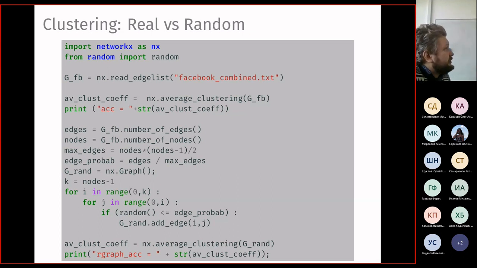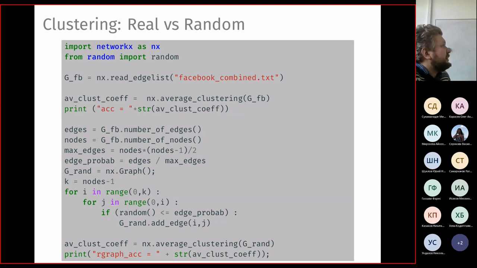So you take this real data, in a sense, from this Facebook combined text file. You calculate the average clustering coefficient. You print it on the console. Then you count the number of the edges. You take the maximal possible number of edges and calculate the probability, which is the real number of edges divided by the maximum number of edges. And then you generate the random version of the graph.